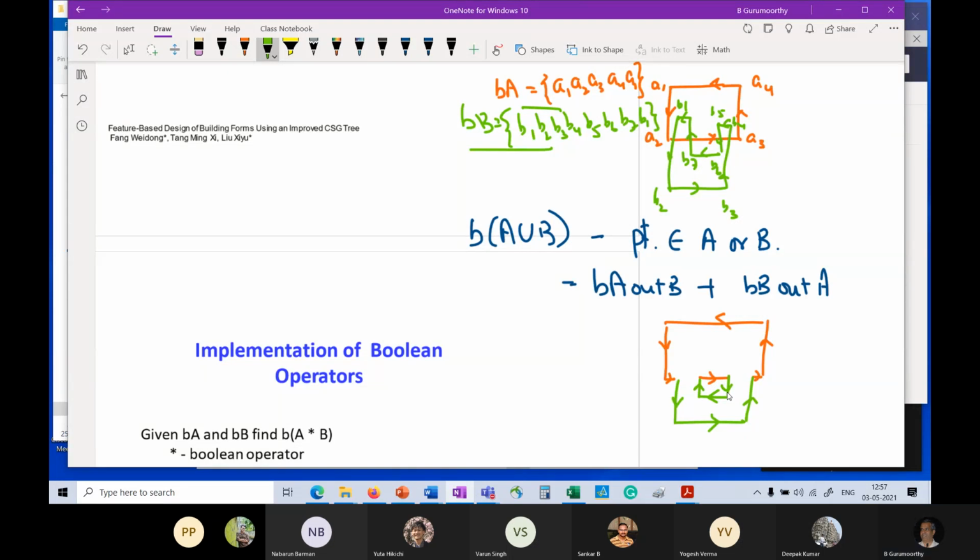Okay. And so that then is your result. Okay. So this object that we have got here, right, is the result that you are looking for, namely boundary of A union B.